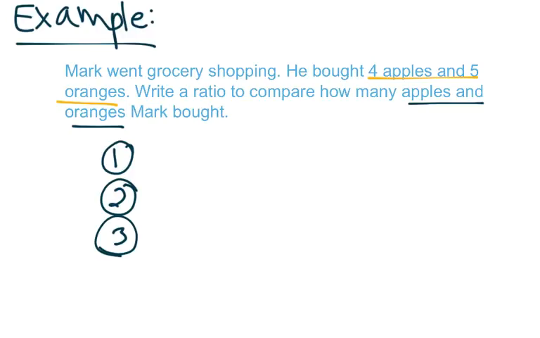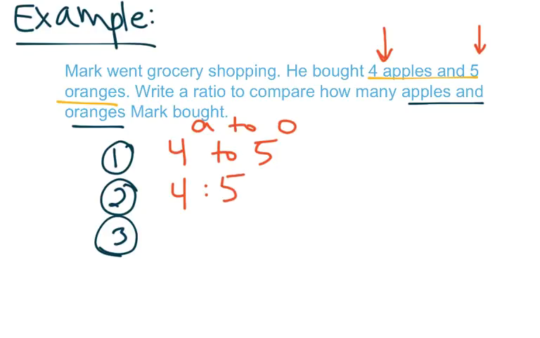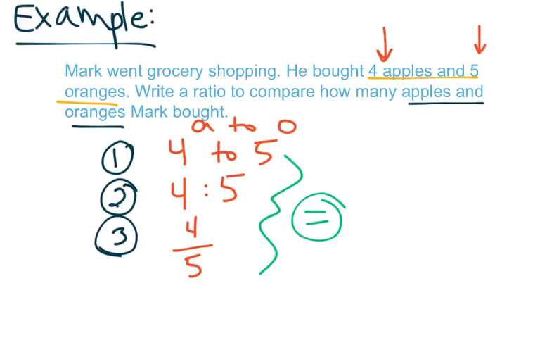So it says write a ratio to compare how many apples and oranges Mark bought. So he bought 4 apples and 5 oranges. If it helps, you may want to write apples to oranges so you remember the order. So we'll put 4 to 5, 4 colon 5, and then 4 over 5. Once again, all of these are equal to one another. They all mean the same thing.